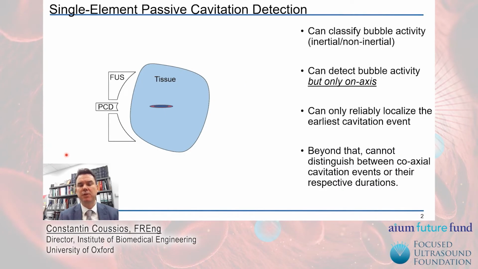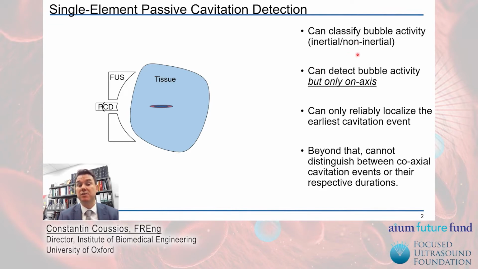Many of the lectures we heard last week focused on single element passive cavitation detection as a way of characterizing cavitation activity in tissue. This consists typically of a single element focused ultrasound transducer and a single element cavitation detector that receives the acoustic emissions emanating from the focus.